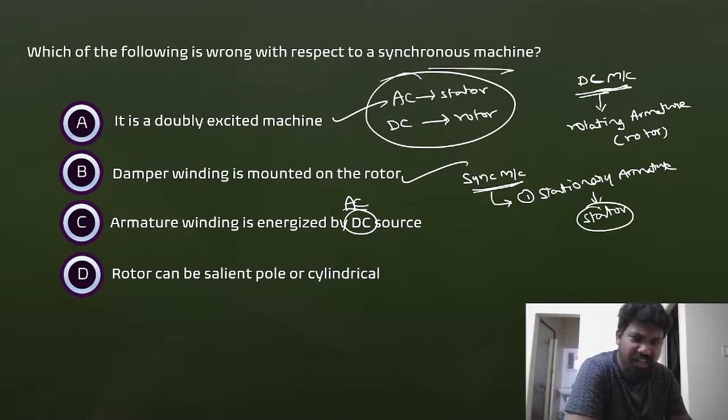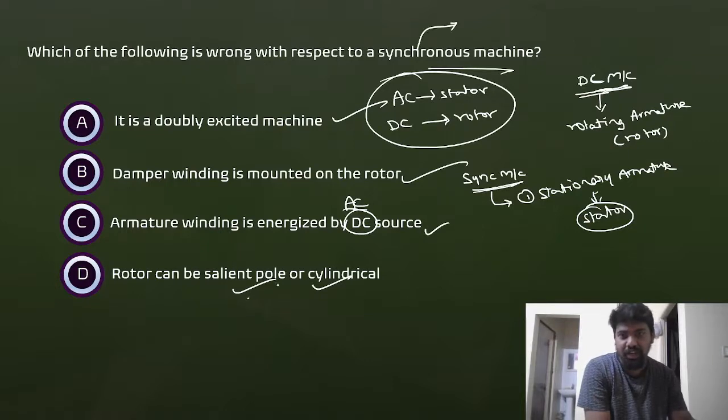There are many advantages of placing the armature on the stator. Why we place the armature on the stator, we have different conditions and different advantages, which you can study. But the armature is generally excited by AC, because the stator is excited by AC. And here the rotor can be salient pole or cylindrical. Correct. Obviously, synchronous machines have 2 types of rotors: one is salient pole and the other is cylindrical. Fine. This is correct.